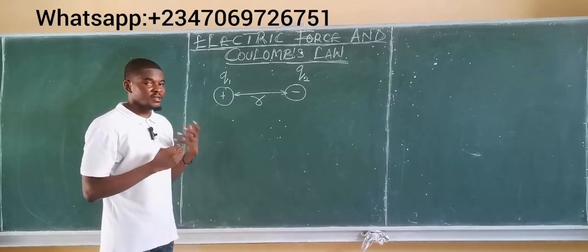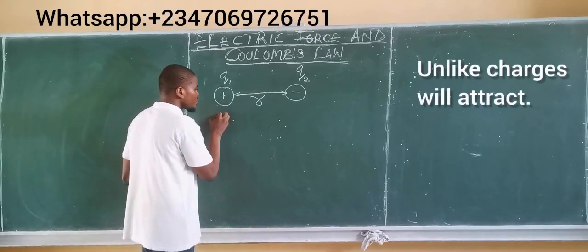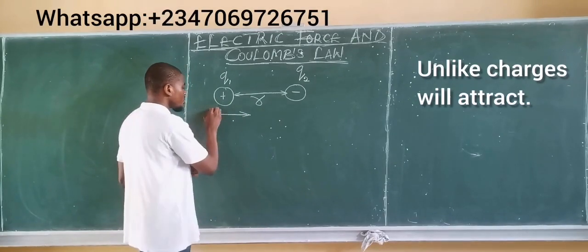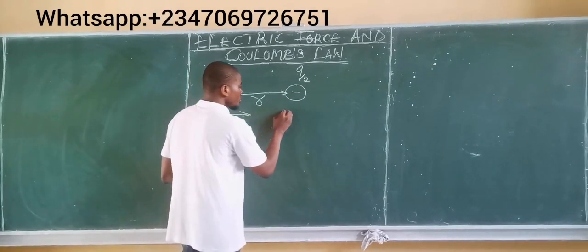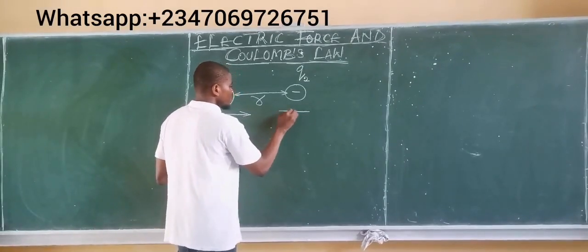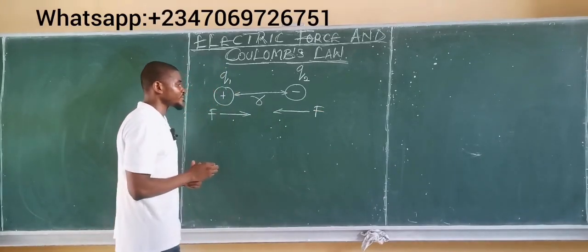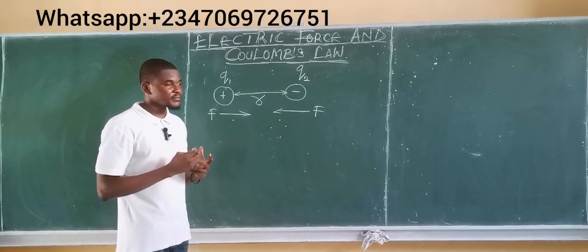and they are placed in an electric field, this charge Q1 will experience a net force that will pull it or cause it to move in the direction of charge Q2, whereas charge Q2 will also experience the same net force that will cause it to move in the direction of charge Q1. These two forces are equal but opposite in direction.